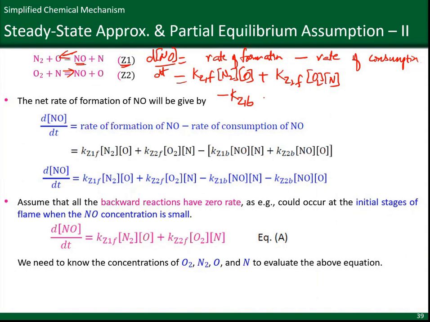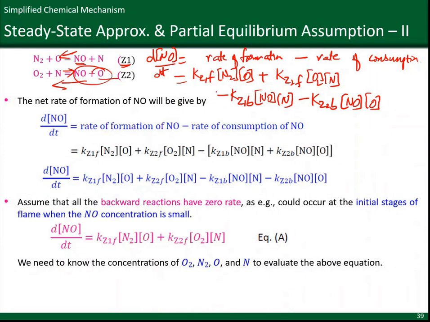Reaction rate coefficient is K, and this times the reactants. Reactants now would be NO times N, okay? Minus K Z2B. Again, the reactants will be NO times O for the reverse of Z2. So these are the reactants and they're going in the backward direction. So this is the net formation rate, you could say.